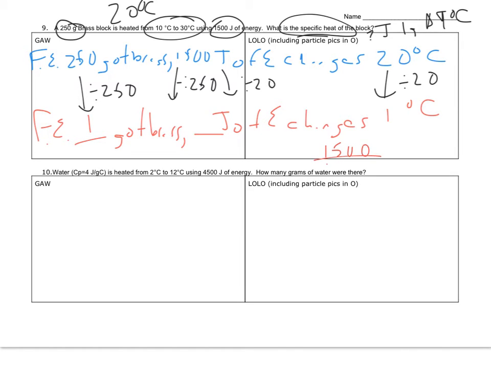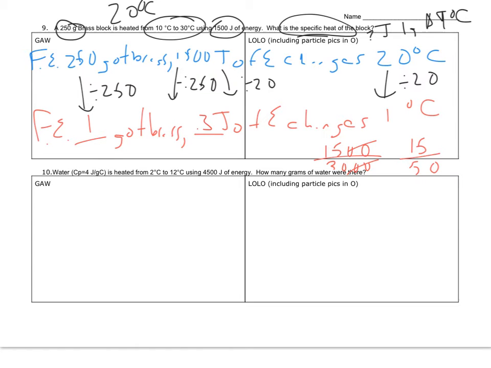1,500 divided by 5,000 is the same thing as, well, let's just get rid of 2 zeros. 15 over 50, and that would be 30 over 100. Which would make this 0.3 joules.